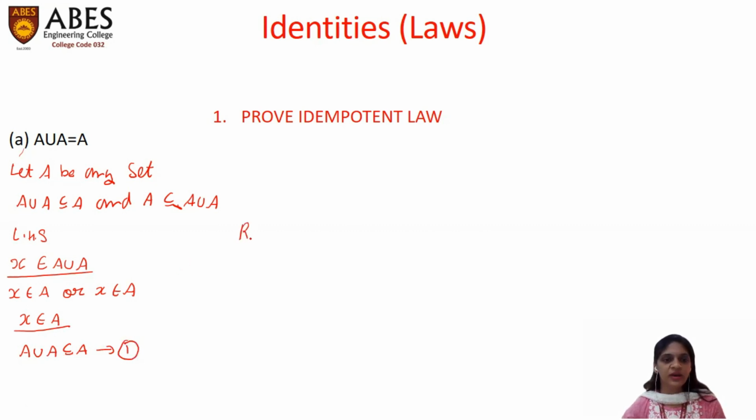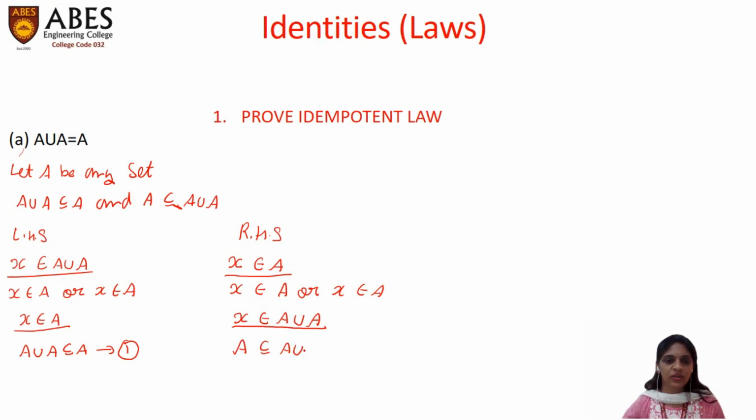Now we are considering the right hand side. Again, let X be any arbitrary element which belongs to A. For this A, we can write X belongs to A, or X belongs to A. It means X belongs to A union A. Here we are saying that X belongs to A, and here we are saying that X belongs to A union A. From these two lines, we can say that A is a subset of A union A. This is equation number second.